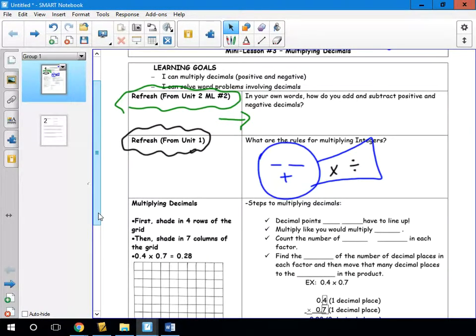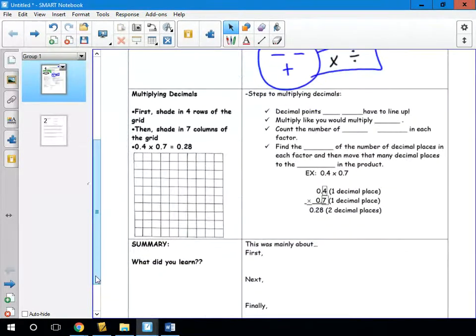Okay? And we learned that we can use Integer Man and know that a negative times a negative is a positive. A negative times a positive, look what's left over, is a negative. A positive times a negative is a negative. Okay, so we're going to use that today to help us know how to multiply positive and negative decimals. Again, we're not really learning anything new. We're taking what you learned in 6th grade about how to multiply decimals and putting that together with Integer Man and knowing how to multiply and divide positive and negative decimals.